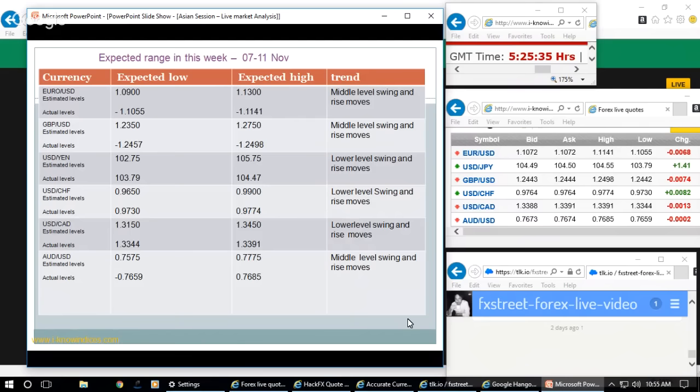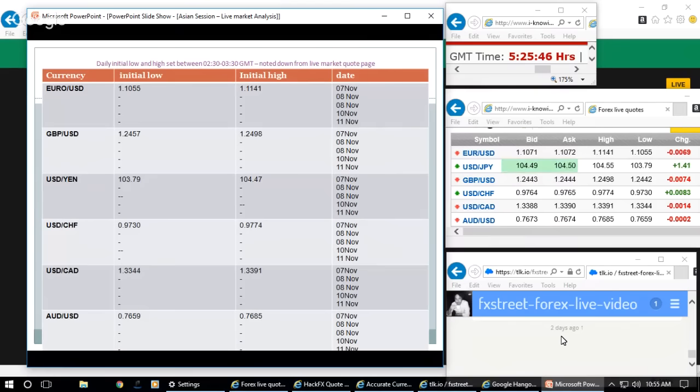These are all the ranges in which the currencies are expected to swing. I'm not seeing any question coming forward. These are all the initial lows and highs set for the day.